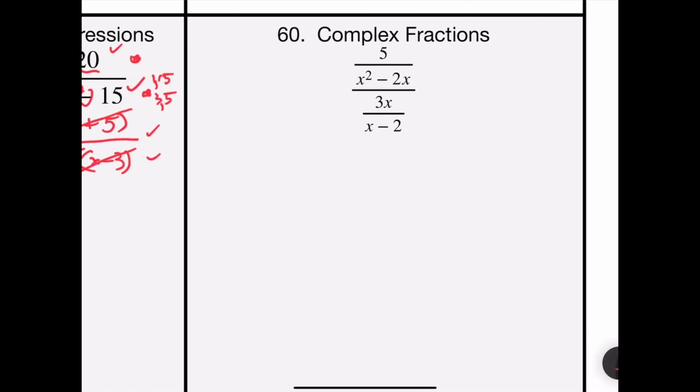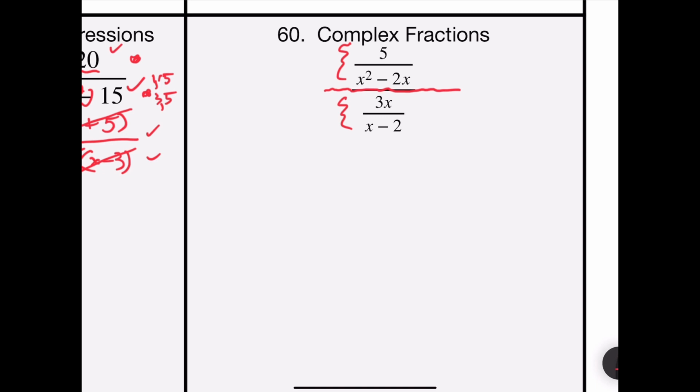Problem number 60 is complex fractions. It says 5 over x squared minus 2x over 3x over x minus 2. So a complex fraction is just a fraction within a fraction. It always has a main fraction bar, which is right here, and you'll see there's a fraction on the top of that main fraction bar and a fraction on the bottom of that main fraction bar.